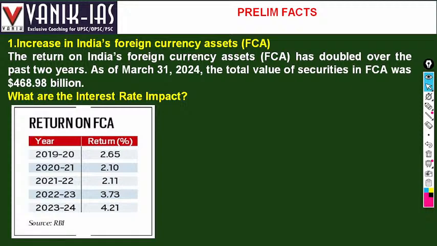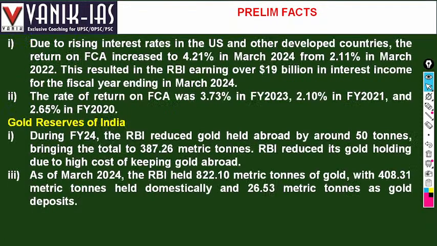What is the interest rate impact? In 2019-20 it was 2.65%, in 2020-21 2.10%, and in 2023-24 it is 4.21% return we are getting on interest. Due to rising interest rates in the US and other developed countries, the return on the FCA increased to 4.21% in March 24 from 2.11% in March 2022. This resulted in the RBI earning over 19 billion in interest income for the fiscal year ending in March 2024.